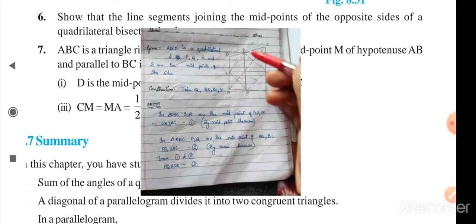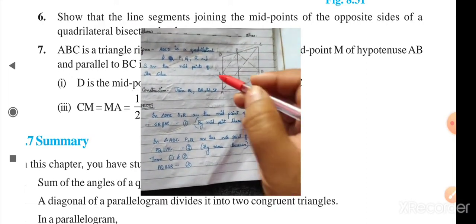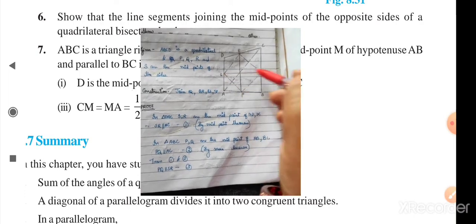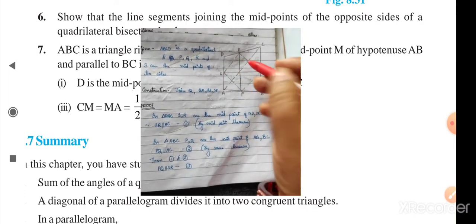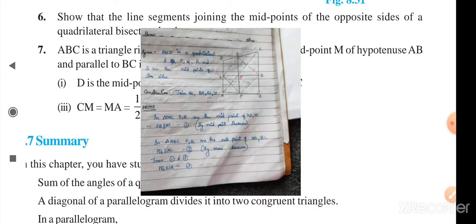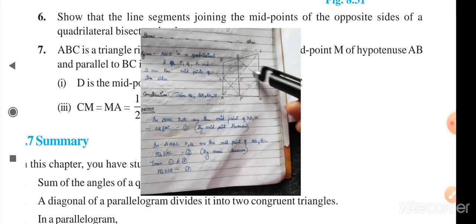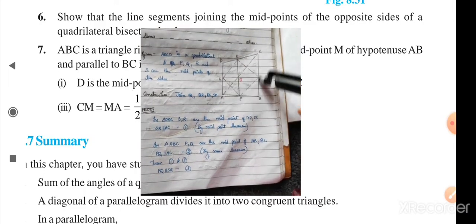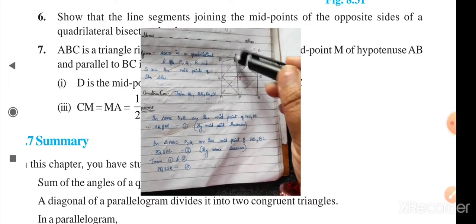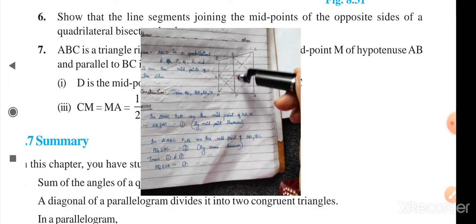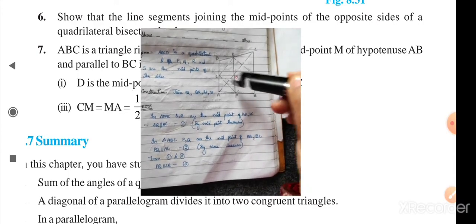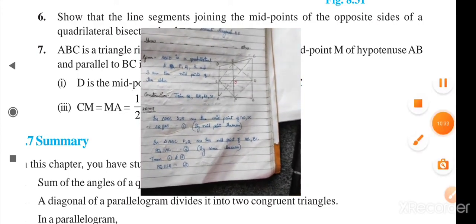And if you see this PR and SQ diagonal, these are bisecting each other. We have to prove that OR is equal to OP and OS is equal to OQ. Hence, we know that PQRS is a parallelogram and we know that the diagonals of a parallelogram are bisecting each other. So we can directly say that OP is equal to OR and OS is equal to OQ.